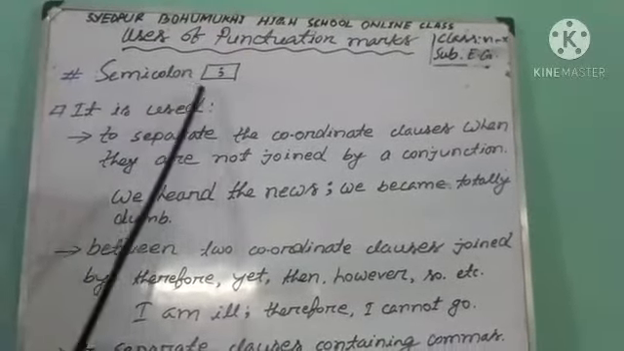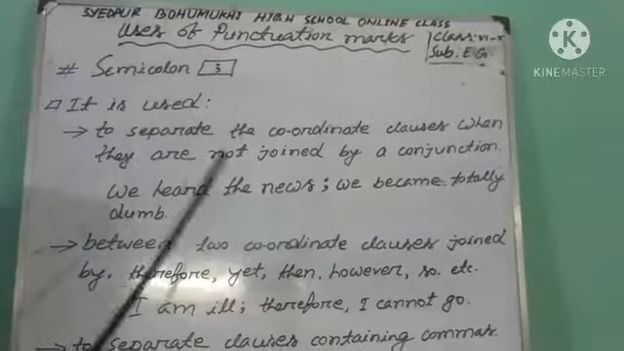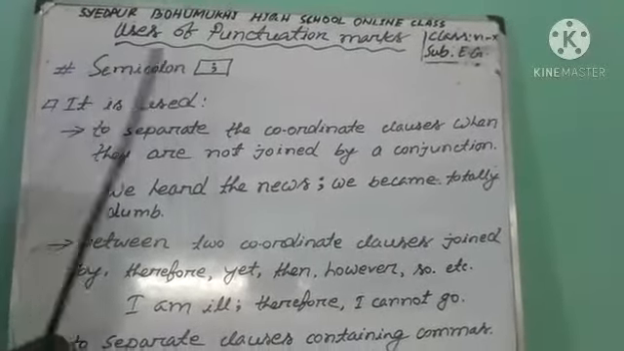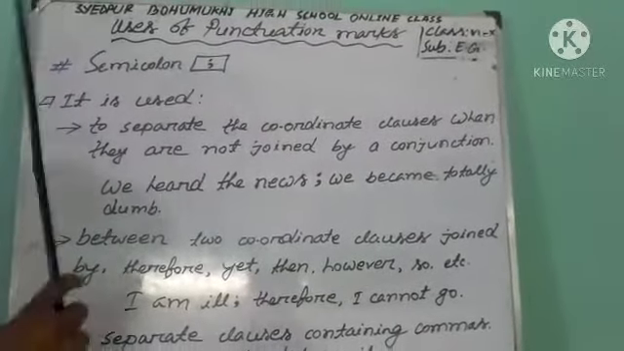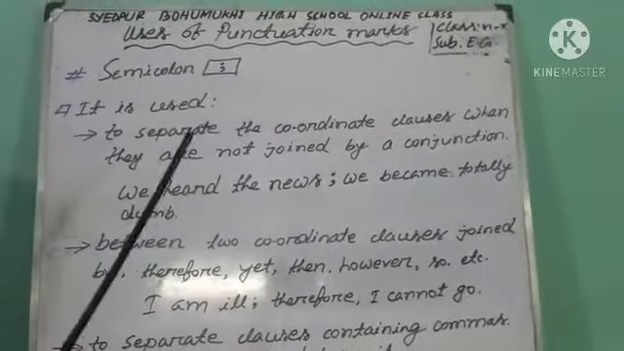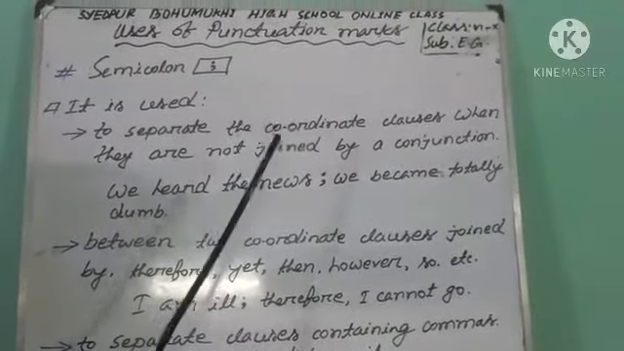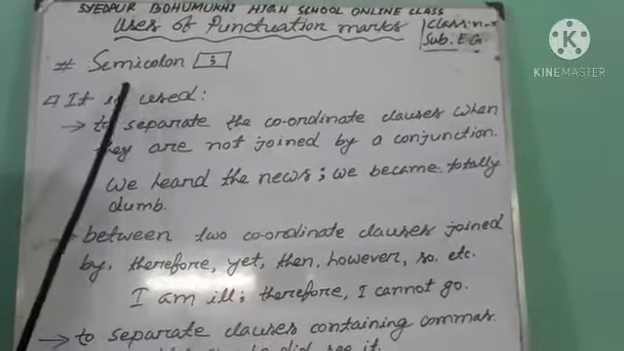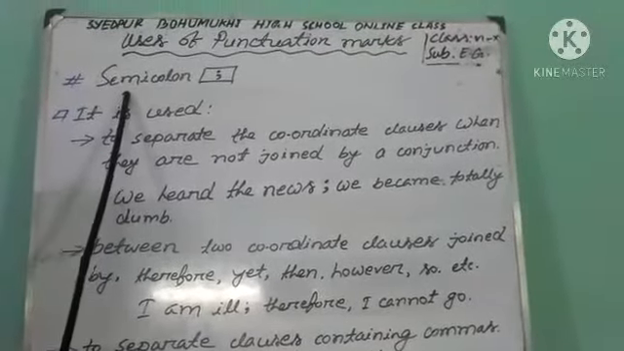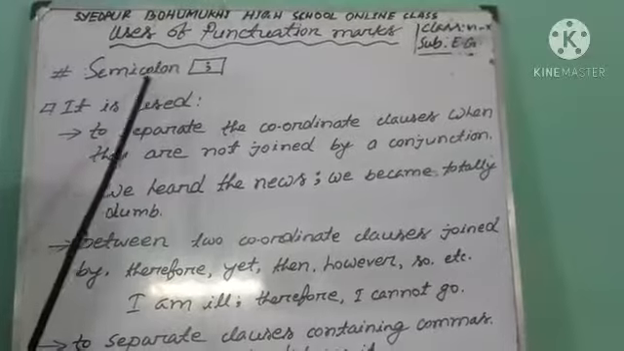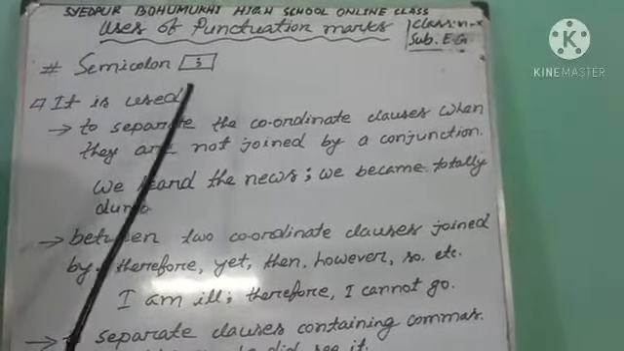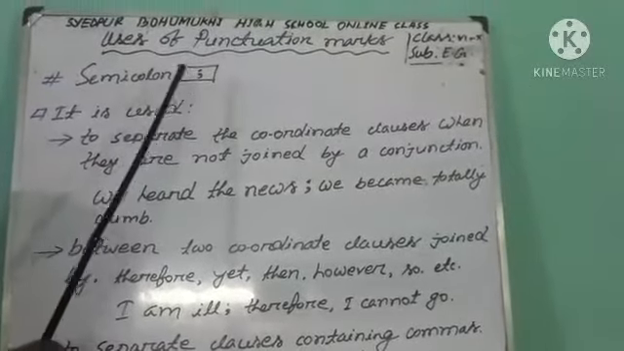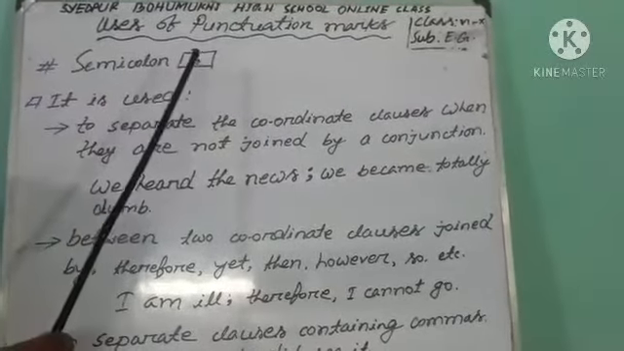When do we use a semicolon in a sentence? Actually, a semicolon denotes a greater pause than that of a comma. In my previous class, we learned the use of the comma in a sentence. Today, we are going to learn first the use of the semicolon. Listen carefully. A semicolon denotes a greater pause than that of a comma.